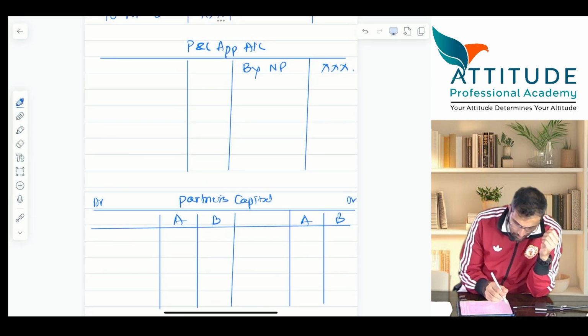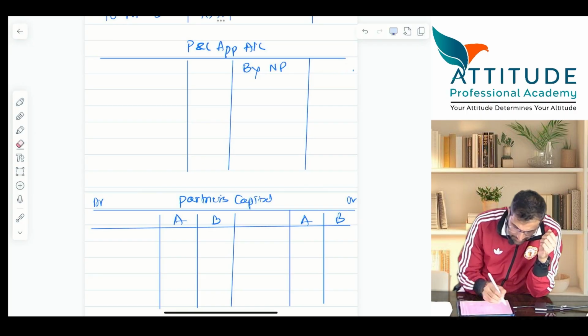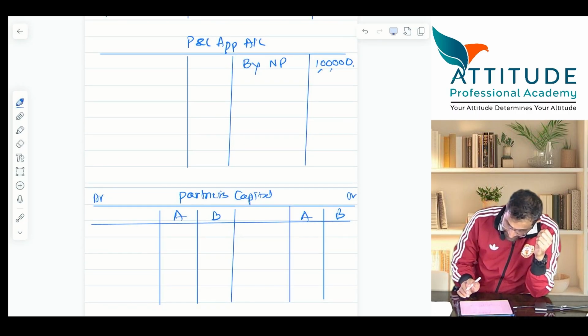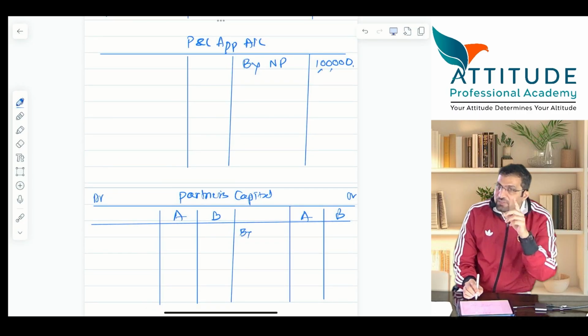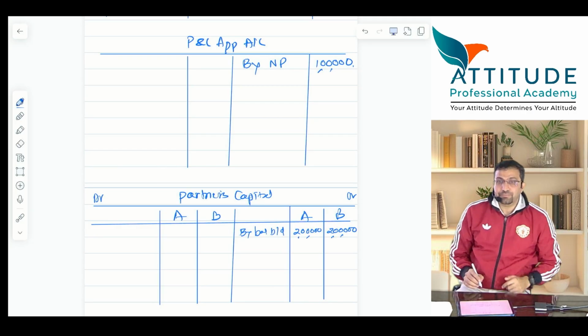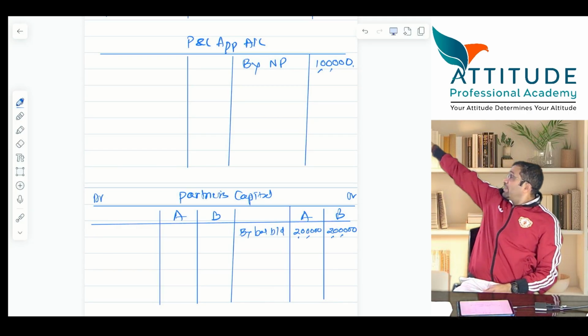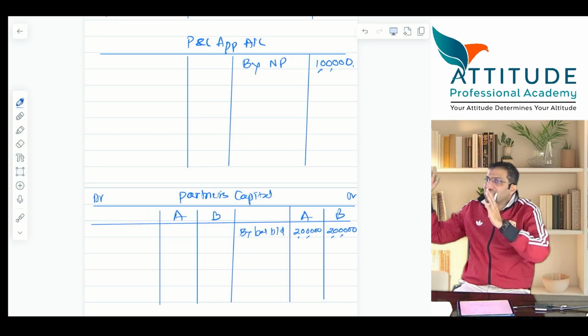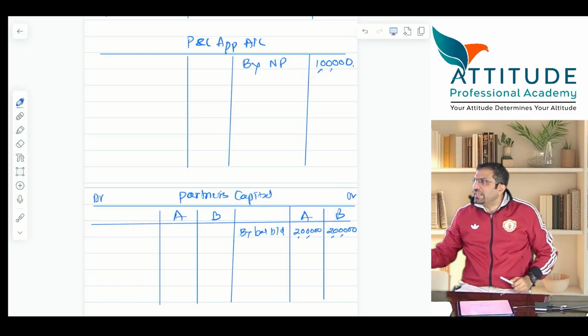Now I'll just take a small example where your net profit is rupees 1 lakh. Net profit is 1 lakh. And then partners capital account balance. The capital will always show credit balance. So by balance brought down, opening balance, let us say it is 2 lakhs and 2 lakhs. Already opening capital is there. During the year, firm has earned a profit of how much? Tell me. 1 lakh. Now this 1 lakh has to be appropriated among the partners according to the partnership deed.